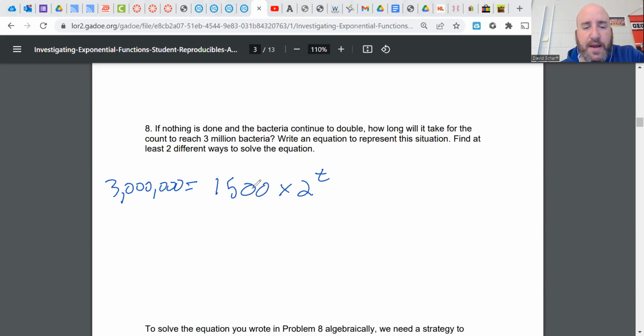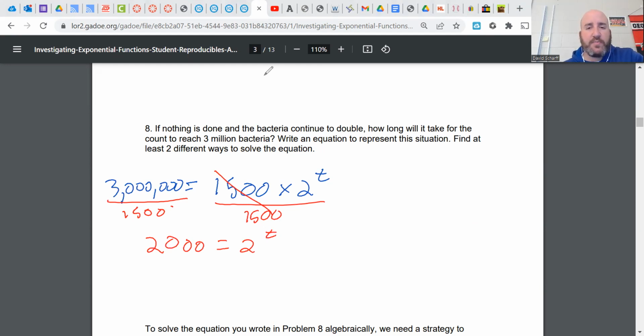Algebraically, there's one step I could do from here. It would be to divide by 1,500. So 3 million divided by 1,500 is 2,000 equals 2 to the t power. And now from here, I would actually have to use a logarithm. You don't have to write what I'm about to put in black, but you'd have to use a logarithm. This would turn into log base 2 of 2000 equals t. Now you've got it set equal to t, and you could solve for t. We'll get into that more later.